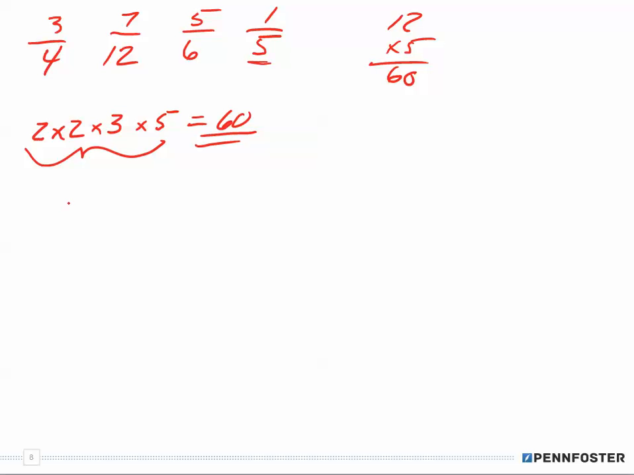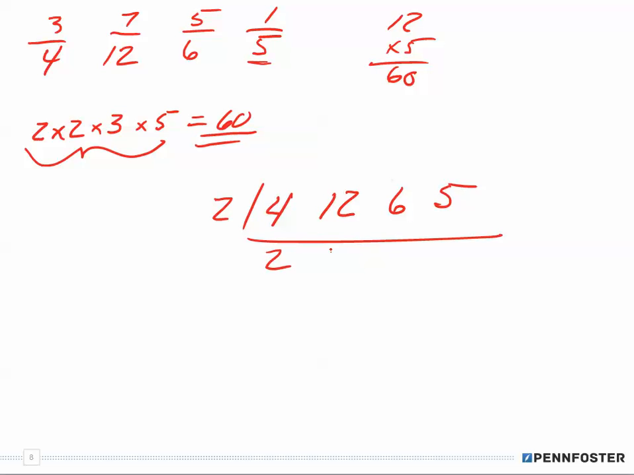Now, let's have the division of prime numbers. So if I have 4 and 12 and 6 and 5, I'm going to start out with 2 as my prime number. 2 can go into 4 2 times, 2 can go into 12 6 times, 2 can go into 6 3 times, and 2 can't go into 5. So I'm going to bring down my 5.